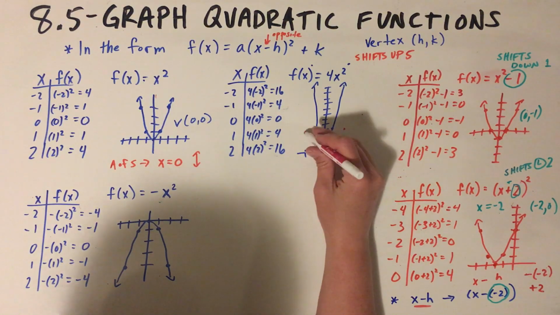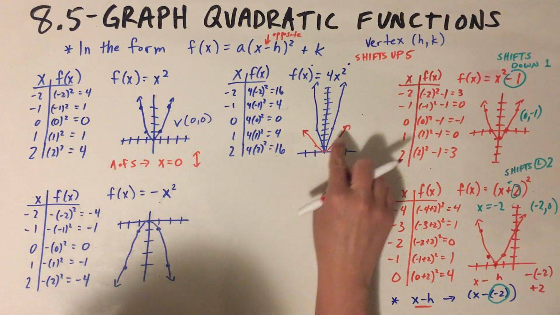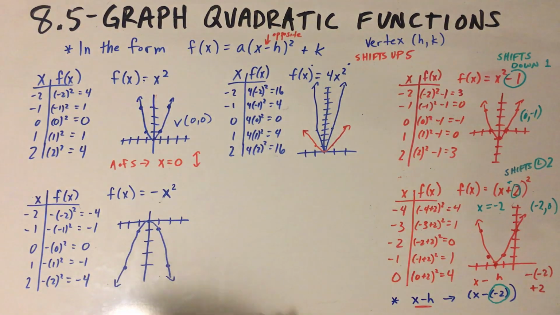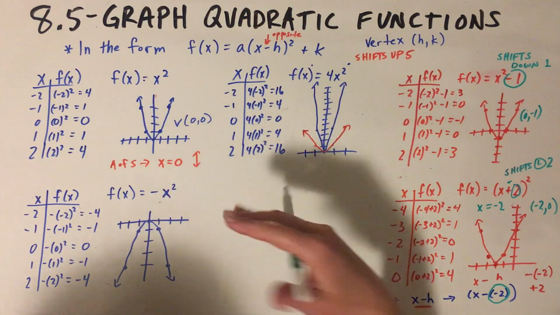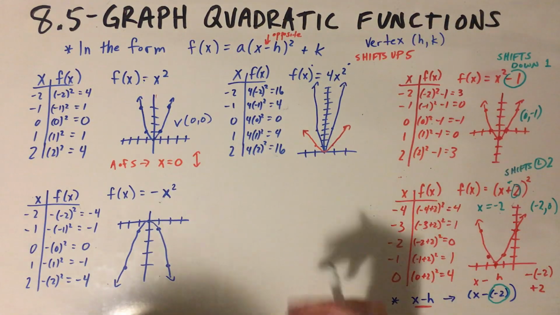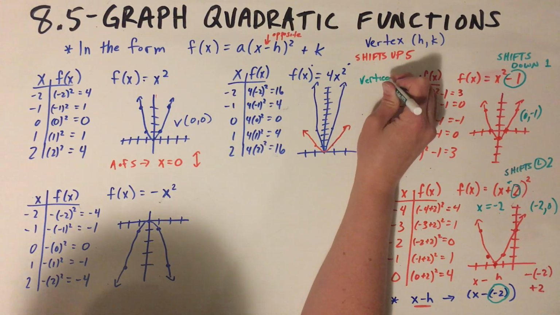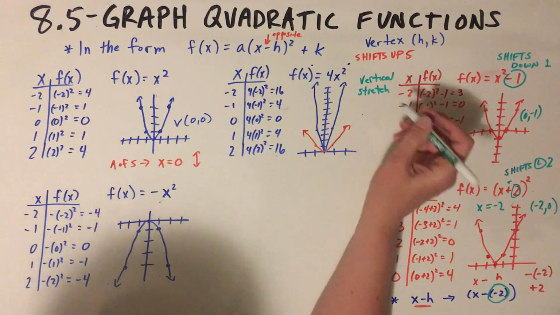you can see what this did. This is our regular parabola right here. What this did is it stretched it, it made it skinnier, and it stretched it by a factor of 4. So this a coefficient vertically stretches it. If it's positive, it opens upward. If it's negative, it opens downward. But it also can vertically stretch it. And in this case, it's going to vertically stretch by a factor of 4.